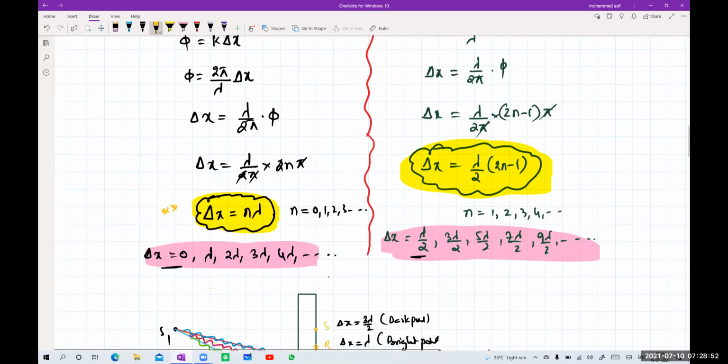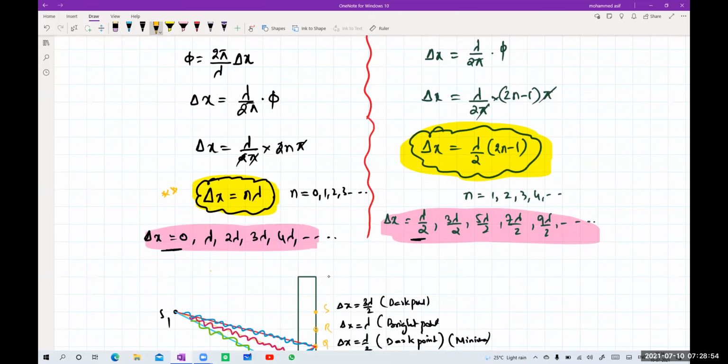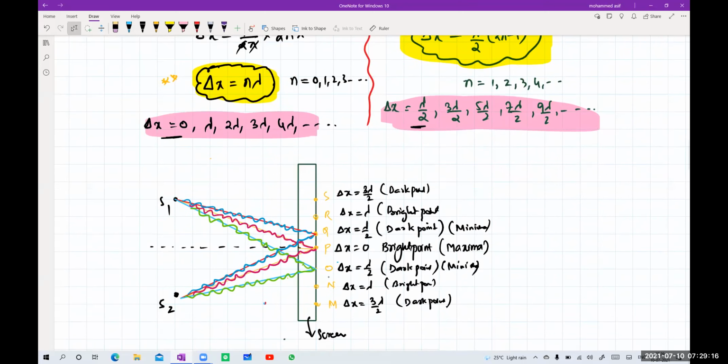So where are we getting the minima, beta? At lambda by 2. That means if we get maxima at 0 and lambda, in between somewhere here we get the minima. Again between lambda and 2 lambda, at 3 lambda by 2 we get a dark point. 5 lambda by 2 we get a dark point. 7 lambda by 2, 9 lambda by 2, 11 lambda by 2, 13 lambda by 2. Like that, those are the points where we will be getting the bright points as well as the dark points.